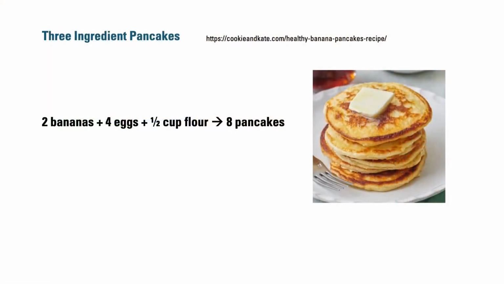Another way that we could express or write out this recipe is like this. We could say that in order to make 8 pancakes, we need to combine 2 bananas with 4 eggs and half a cup of flour. So we could write 2 bananas plus 4 eggs plus half a cup of flour gives 8 pancakes. And we could write it in this way, right?